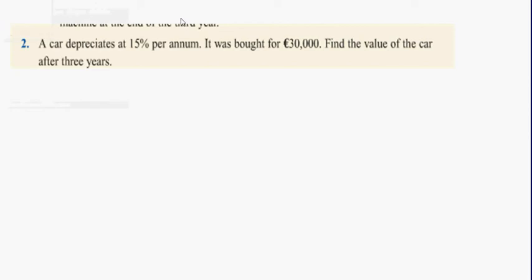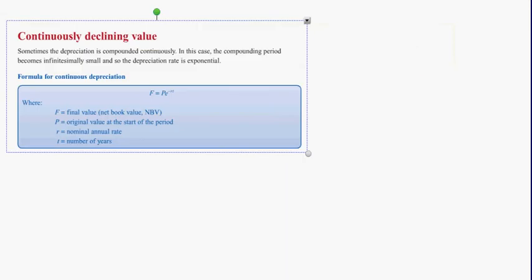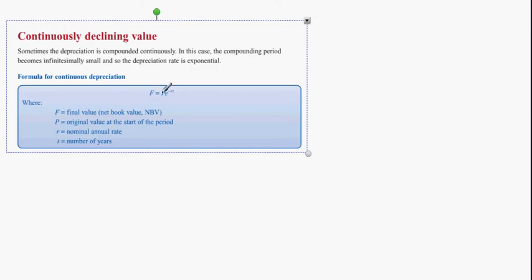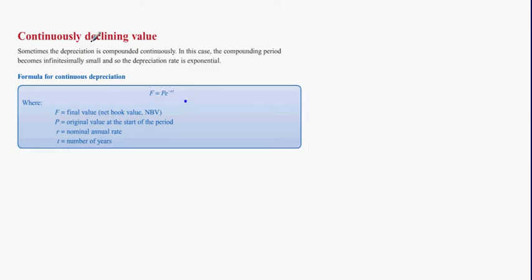Okay, the car depreciates at 50%. This exercise is on two types of depreciation. The first is a depreciation formula where the final value equals your principal times 1 minus the interest rate, to the power t. Or you can have continuously declining value.